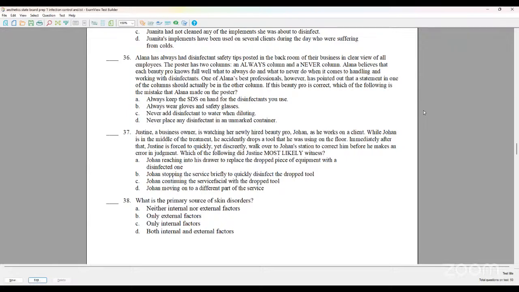36 is C. Okay? 36 is C. Never add disinfectant to water when diluting. You add water to the disinfectant.